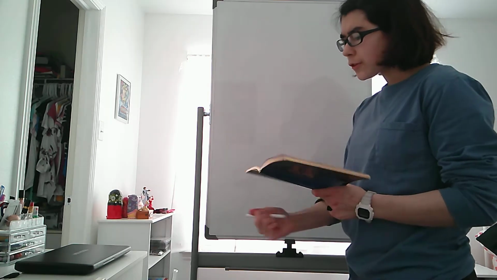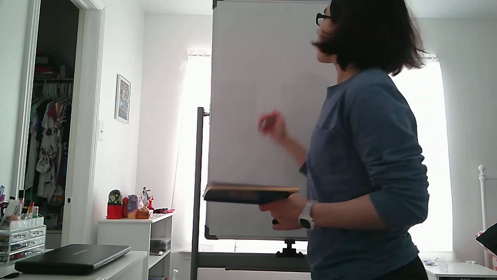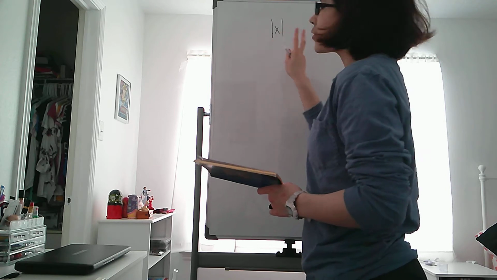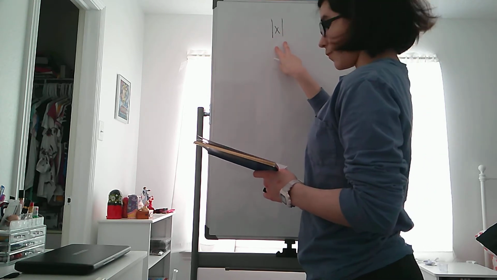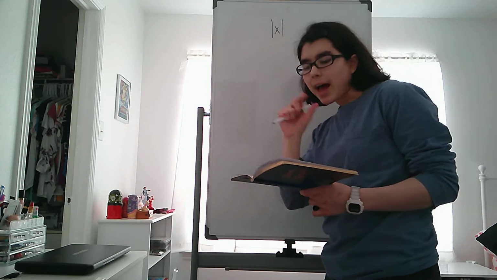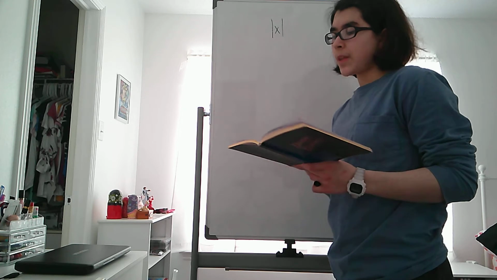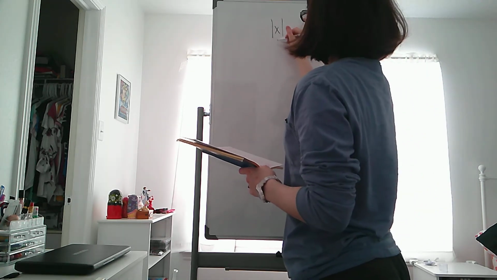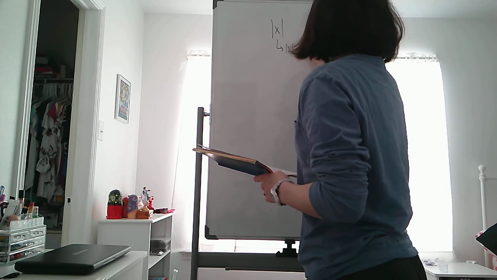So first off, I just want to point out absolute value. When we have these two straight lines, that tells you it's the absolute value of a number, let's say a number x. So absolute value is going to tell us the size of the number, right? The absolute value, not direction. So let's say the absolute value of x is 5.